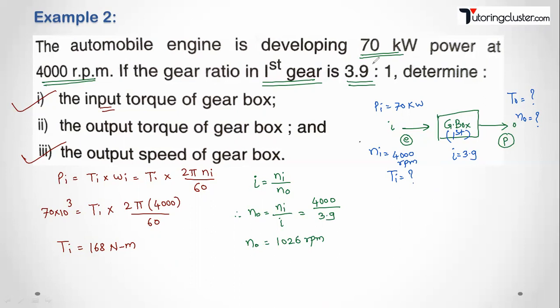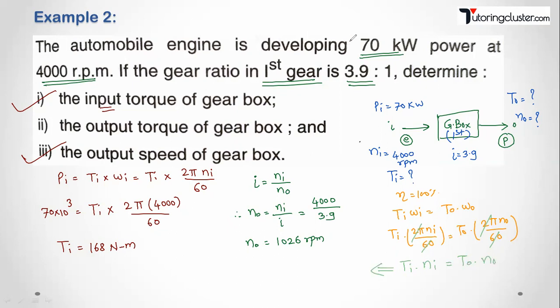कैसे कैलकुलेट करेंगे? सो लेट्स से efficiency we are assuming as 100%. So we know one relation, TI omega I, which is equal to TO into omega O. So TI into 2 pi NI upon 60, which is equal to TO into 2 pi NO upon 60. So मैं आराम से कैंसिल कर सकते हैं. 2 pi 60, 2 pi 60. हाँ, क्या मिलेगा? TI into NI is equal to TO into NO.